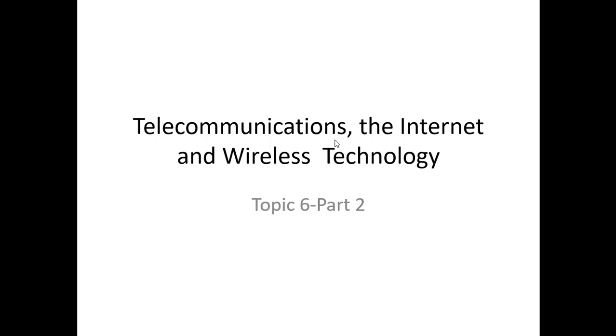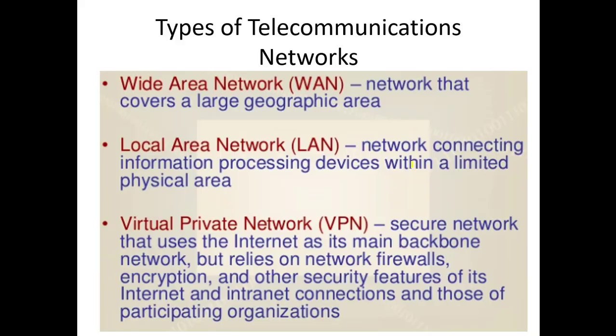Let's continue with our discussion regarding telecommunications, the internet, and wireless technology. This is the second part, and we have here the types of telecommunications network. We have the term wide area network, known as the WAN. This is a type of network that covers a large geographic area, so from one city connected to another city, and a country connected to another country. That is wide area network.